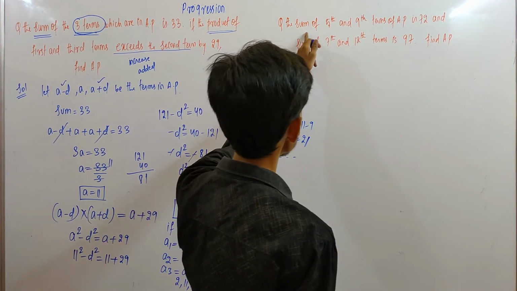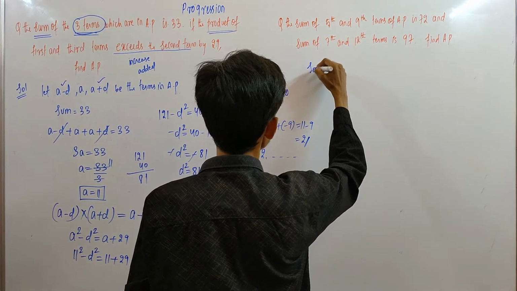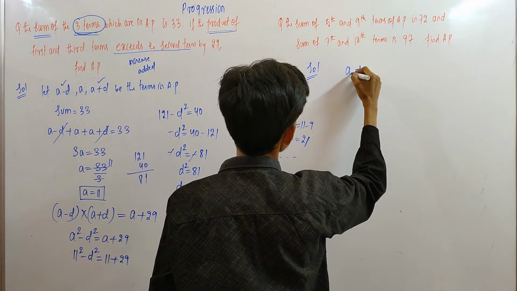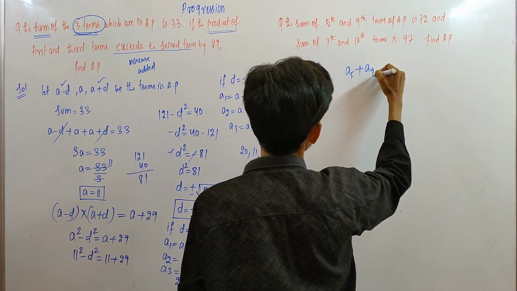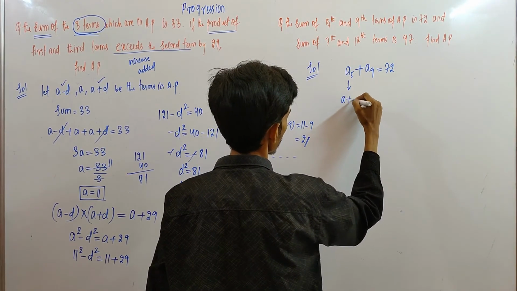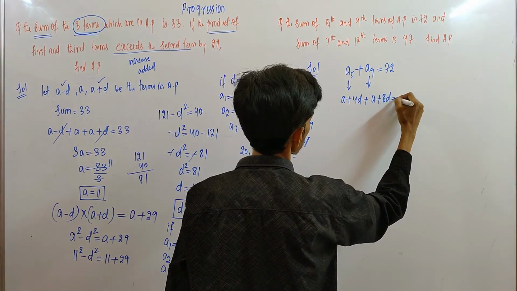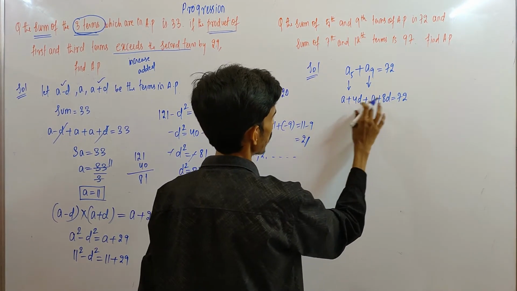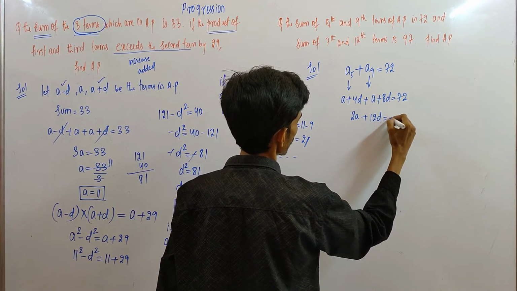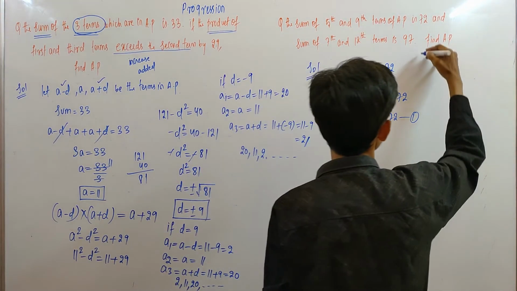Now let us solve the second question. The sum of the 5th and 9th term of an AP is 72. Sum means addition, so A5 plus A9 is equal to 72. A5 can be written as a plus 4d, and A9 can be written as a plus 8d, equal to 72. a plus a is 2a, 4d plus 8d is 12d, equal to 72. Let us take this as equation 1.